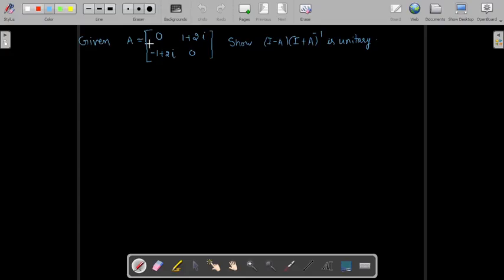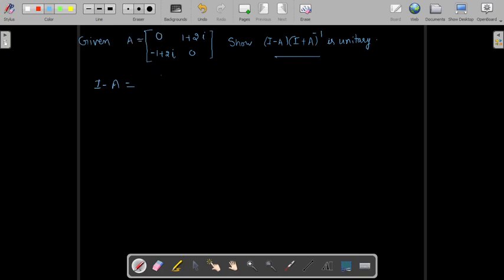One more example. Given the matrix A, I have to show that I minus A into I plus A inverse, its product, is unitary. Let us first calculate I minus A. So I is the identity, I minus A becomes 1, 1, 0, 0, 1 minus this matrix.